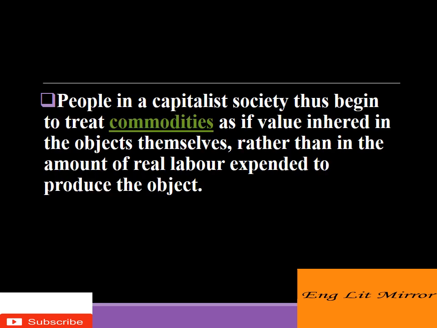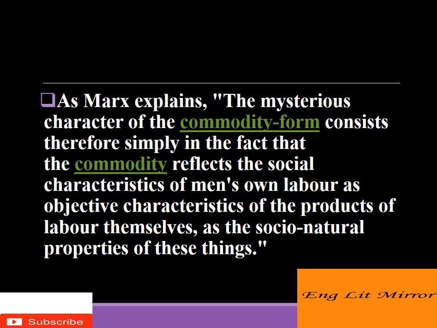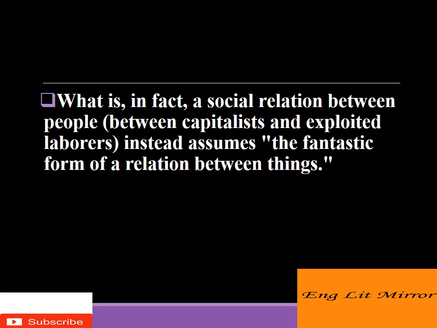People in a capitalist society thus begin to treat commodities as if value inhered in the objects themselves rather than in the amount of real labor expended to produce the object. As Marx explains, the mysterious character of the commodity form consists, therefore, simply in the fact that the commodity reflects the social characteristics of men's own labor as objective characteristics of the products of labor themselves, as the socio-natural properties of these things. What is, in fact, a social relation between people, between capitalists and exploited laborers, instead assumes the fantastic form of a relation between things.